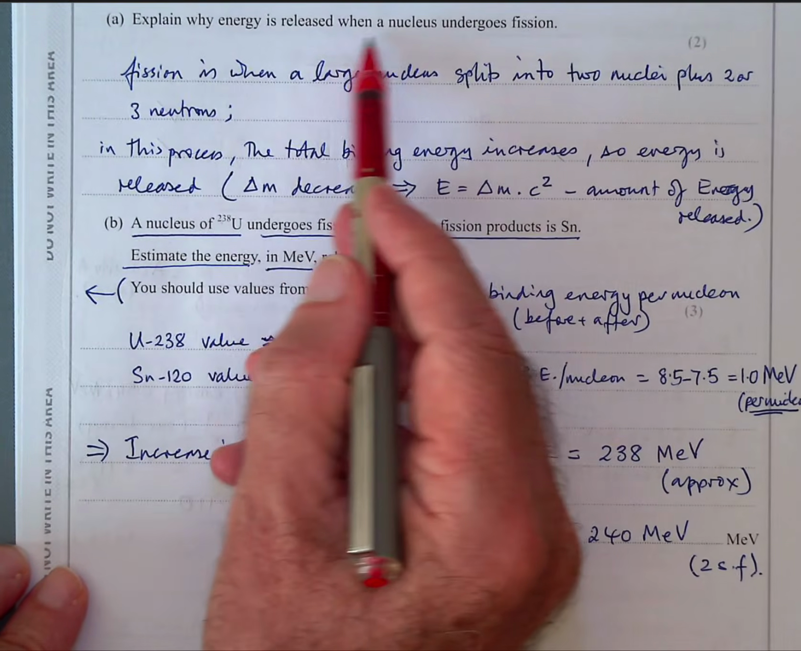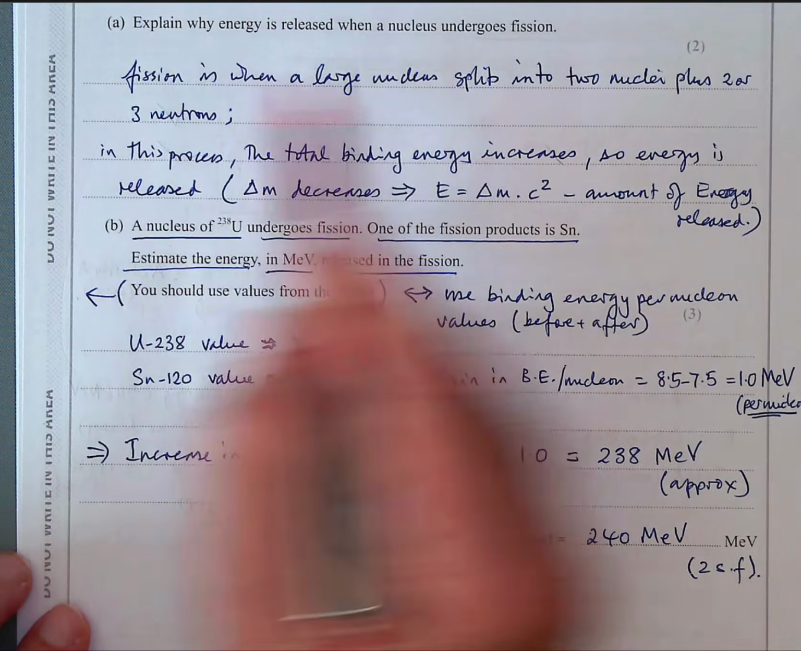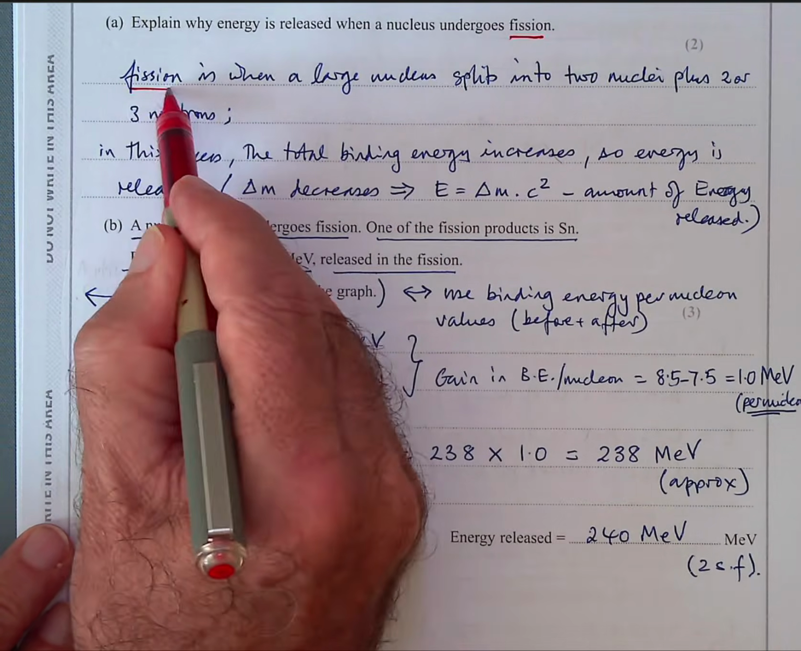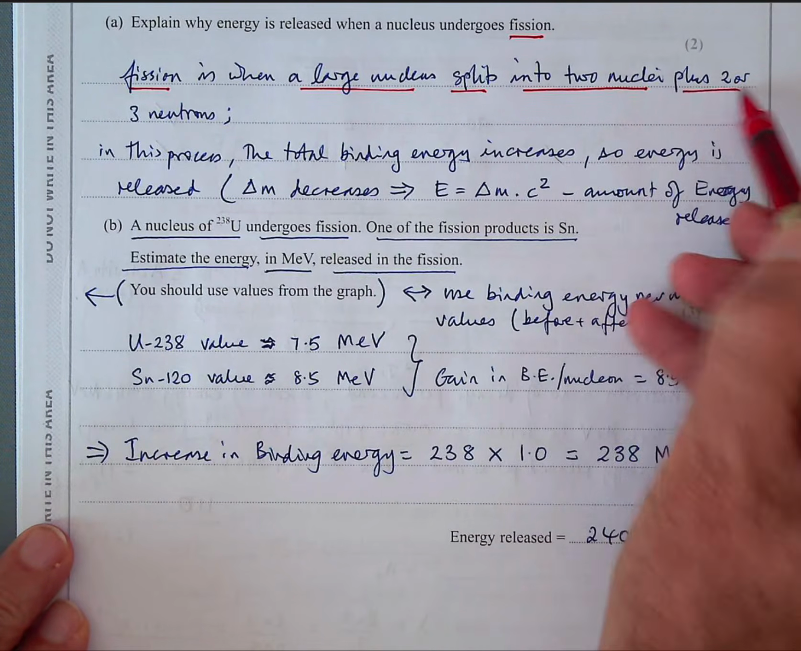Explain why energy is released when a nucleus undergoes fission. Well, I just explained that to you. So first of all, you've got to define fission. Fission is when a large nucleus splits into two nuclei plus 2 or 3 neutrons.